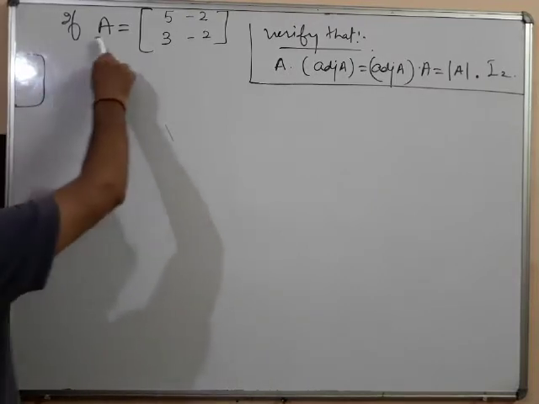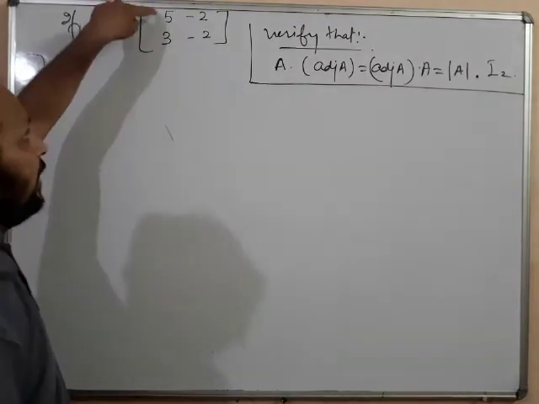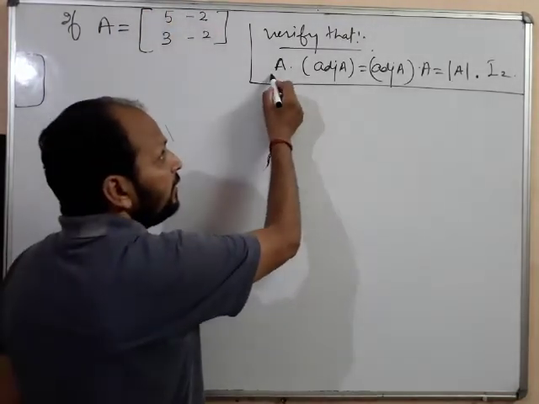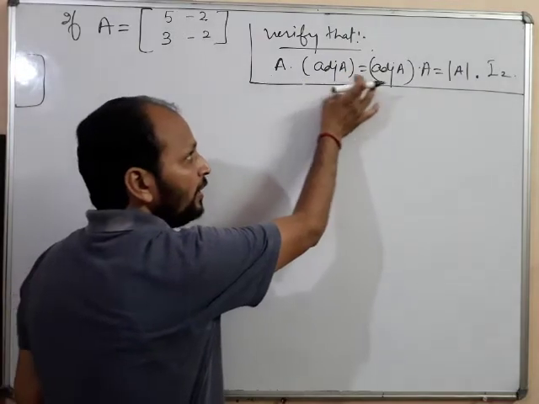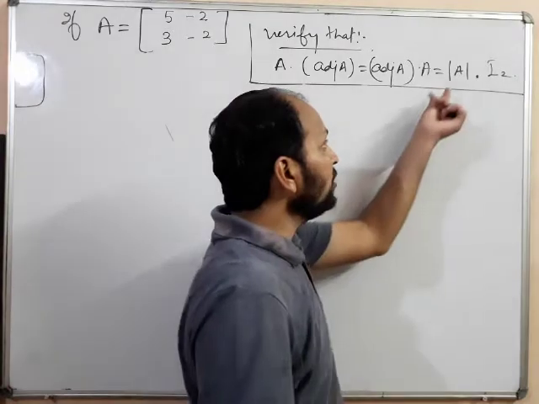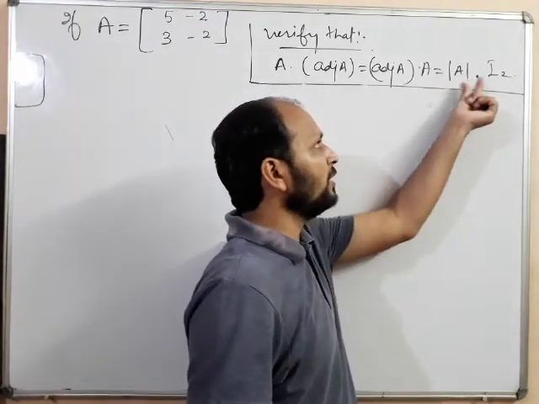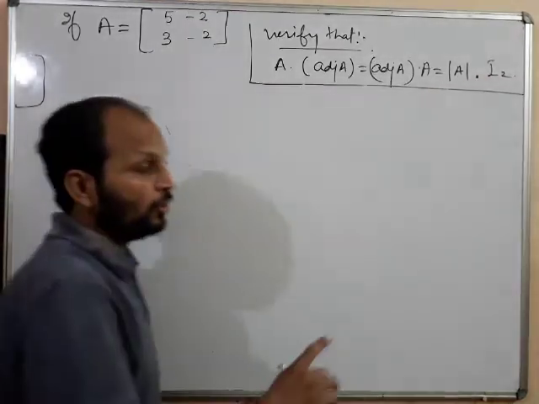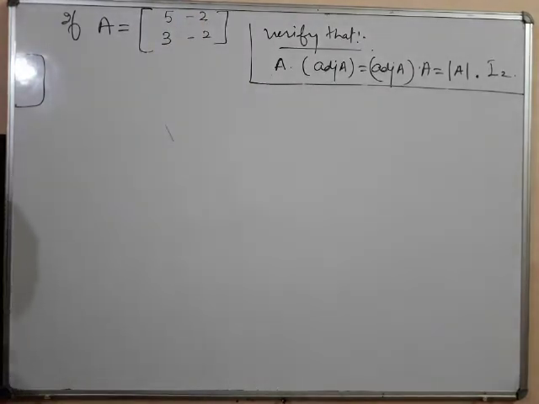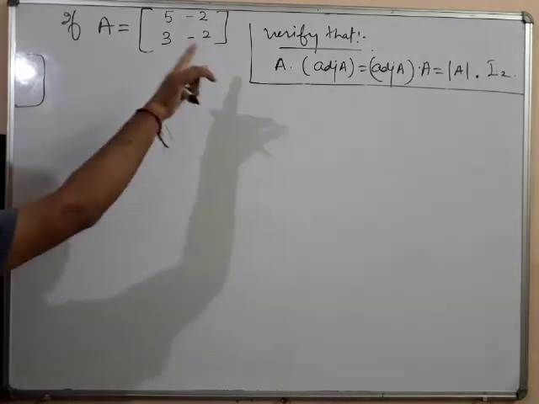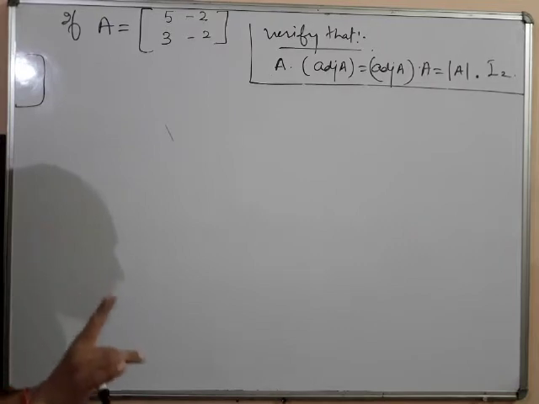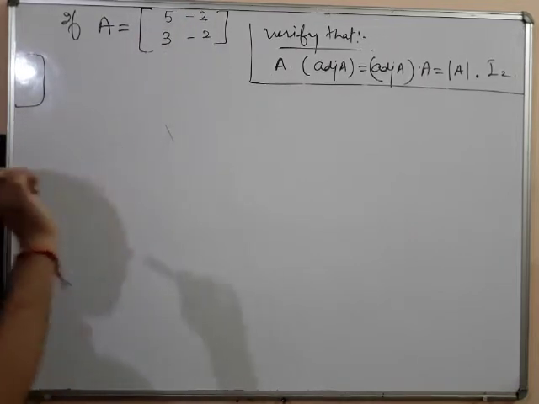Now if A is the matrix 5 3, minus 2 and minus 2, then we have to verify that A into the adjoint of A is equal to the adjoint of A multiplied by the given matrix, which is equal to the determinant of the matrix into the unit matrix of order 2 by 2. Step by step we are going to solve the question. First of all we have to find the adjoint of A. For the adjoint we have to find the cofactors of every element.